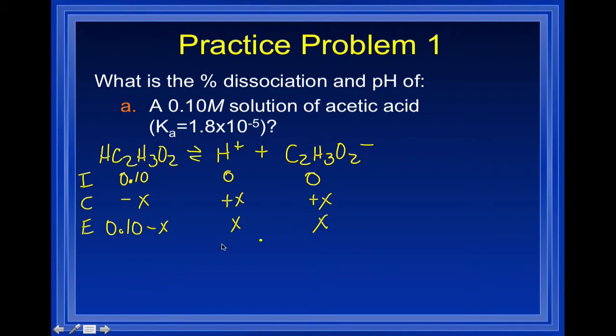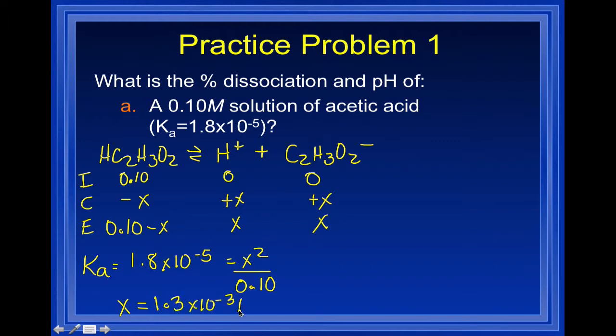They give us the Ka, so Ka is equal to, in this case, 1.8 times 10 to the negative fifth, and that's equal to x squared over 0.1. And I am going to ignore the minus x like we always do. So what I'm going to find out is that x is equal to, and once we do all that math, 1.3 times 10 to the negative third molar. And x in this case is also equal to the H plus.